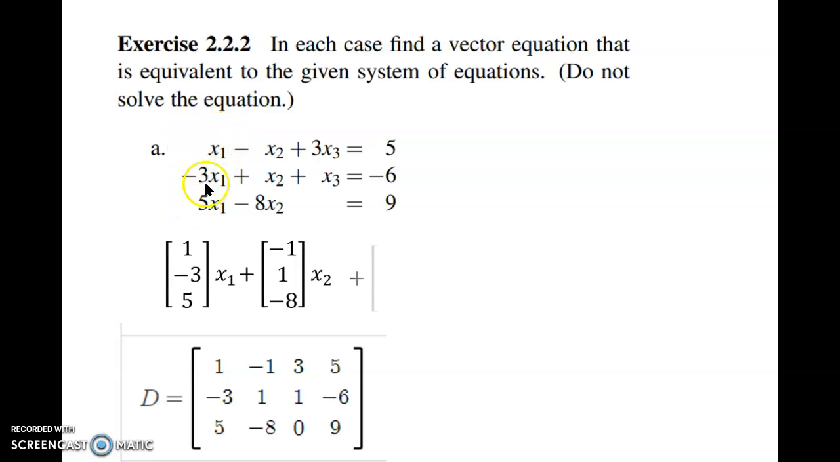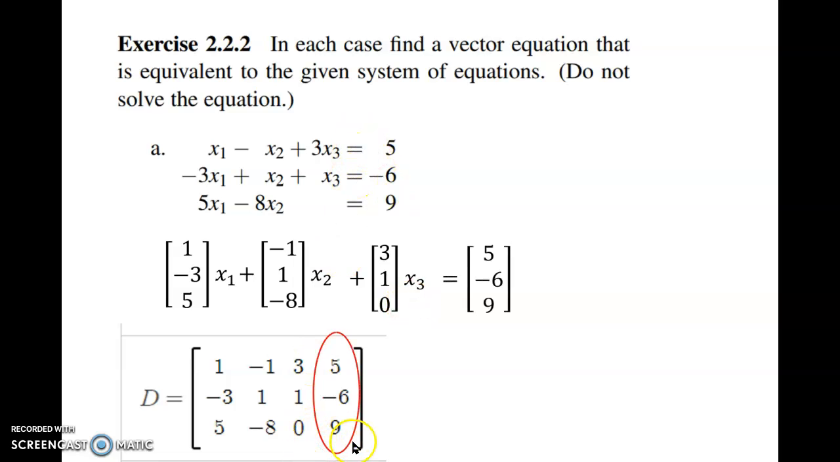So I just pull off the coefficients. x1 by itself means there is one x1. And you see how x1 is multiplied by this vector, and x2, x3, and then equals, which is the right column of the augmented matrix, becomes a 3-tuple equals 5, -6, and 9.